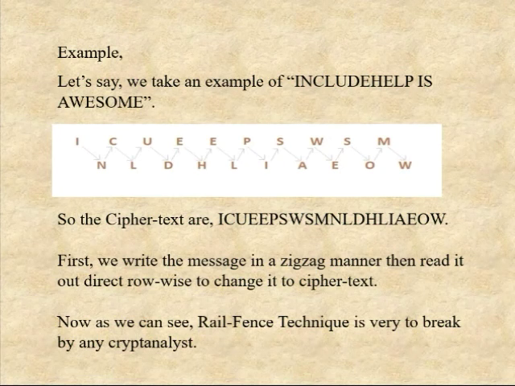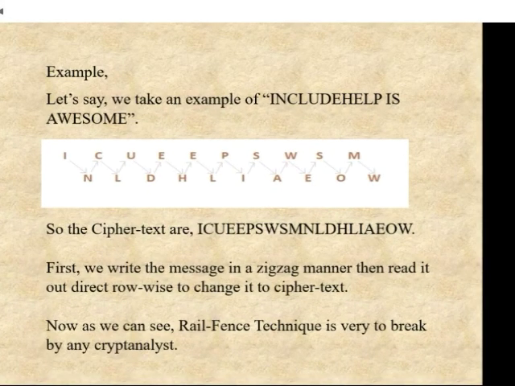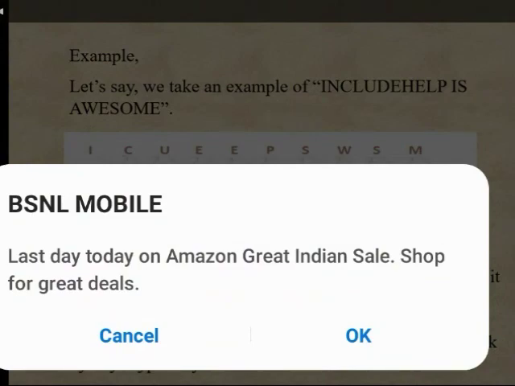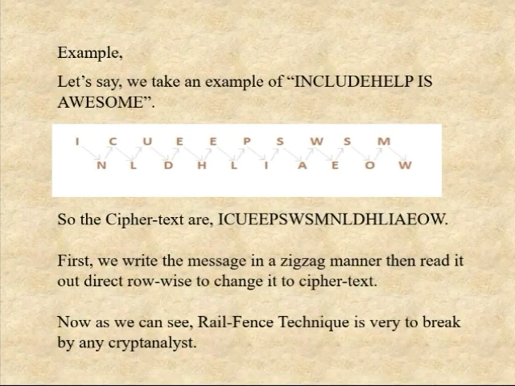So the ciphertext is as follows. First we write the message in the zigzag manner, then read it out directly row-wise to get the ciphertext. Finally, the output ciphertext: the first row is I C U E E P W S M. This is the first row. Continuing with the next row: N L D H L I A E O W. This is the ciphertext.